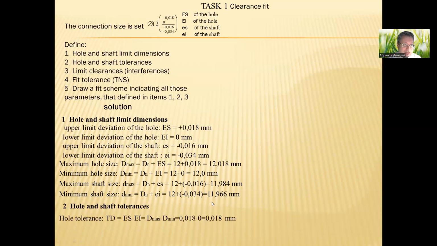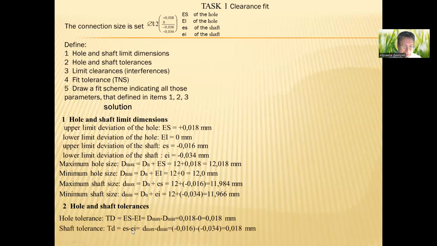Hole and shaft tolerances. Second item, hole and shaft tolerances. We use the formula. Hole tolerance, big TD, is equal upper limit deviation of the hole minus lower limit deviation of the hole. And we have 0.018 minus 0, and we have 0.018 millimeters.